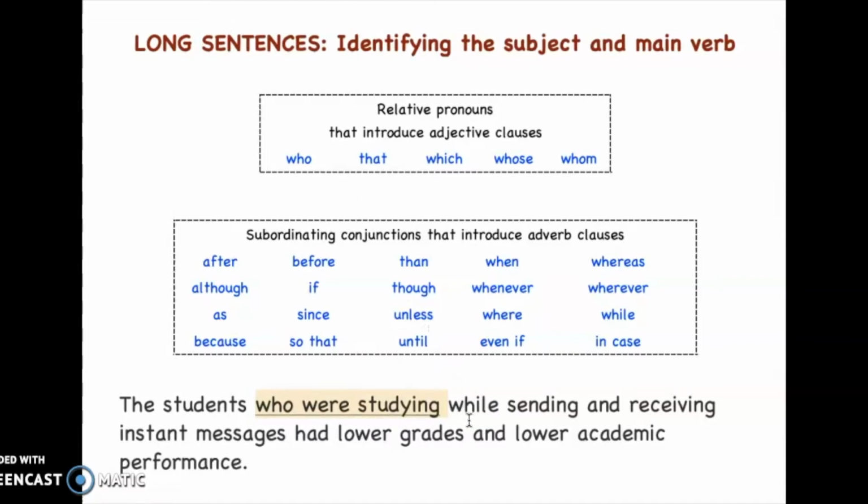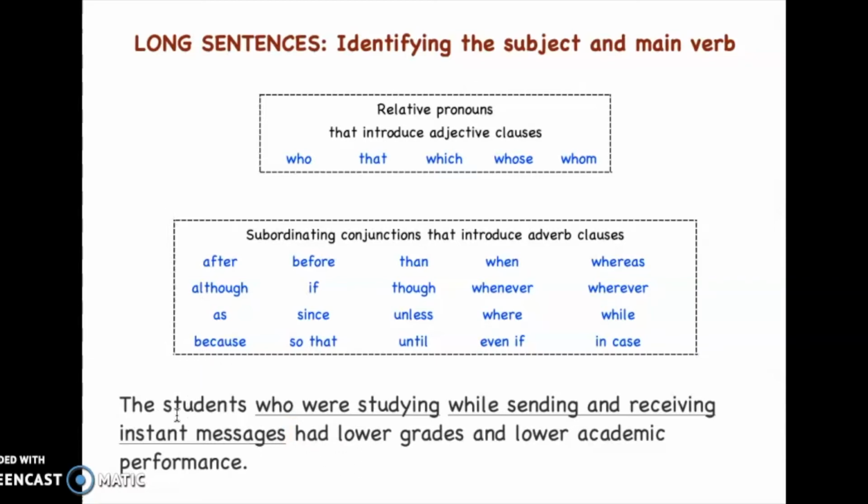Now, if we look here, we see the word while. While is in this list. It's right here. And it is also the beginning of a clause. So we have who were studying, which tells us more about the students. And then we have while, which tells us when they were studying. They were studying while sending and receiving instant messages. So we're going to underline this too. Now, once we've underlined those, we have eliminated our dependent clauses.